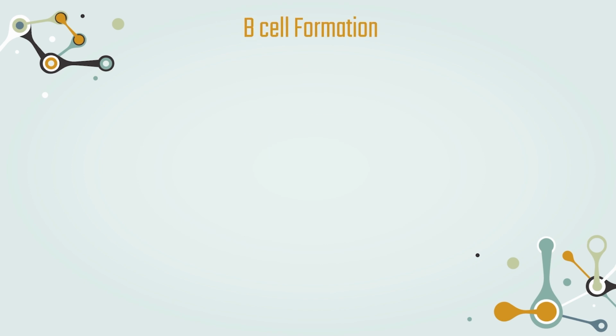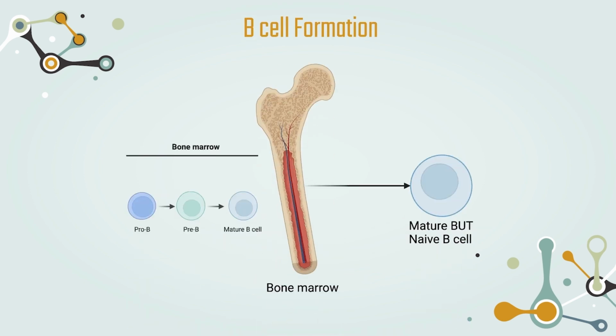Let's talk about B cell formation. Unlike T cell, which was formed in the bone marrow and matured in the thymus, B cell formation and maturation occurs in the bone marrow itself. So once a mature B cell is formed, it will be called naive B cell. It's mature but naive. That means it has not been exposed to an antigen. Now, the unique thing about B cell is that it expresses CD19, CD20, CD21, and CD40 receptors. And they also express MHC2 and B7.